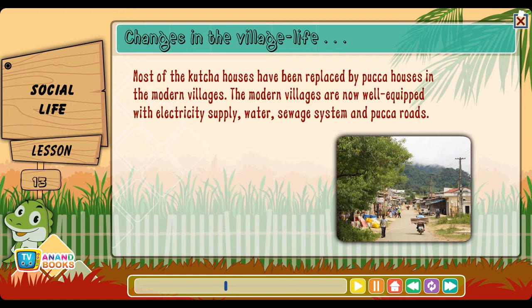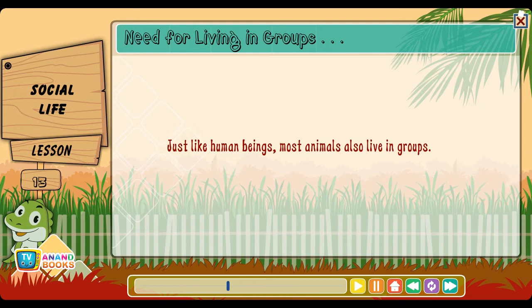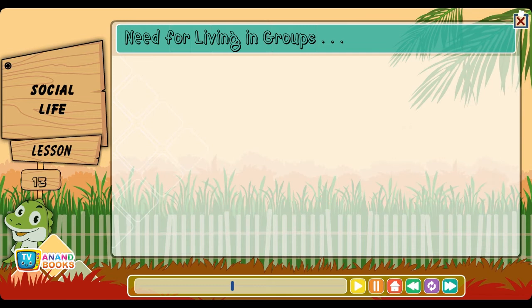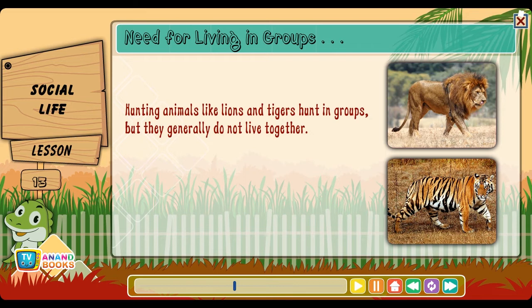Need for living in groups. Just like human beings, most animals also live in groups. Fish live in shoals. Birds fly in flocks. And elephants live in herds. Hunting animals like lions and tigers hunt in groups, but they generally do not live together.